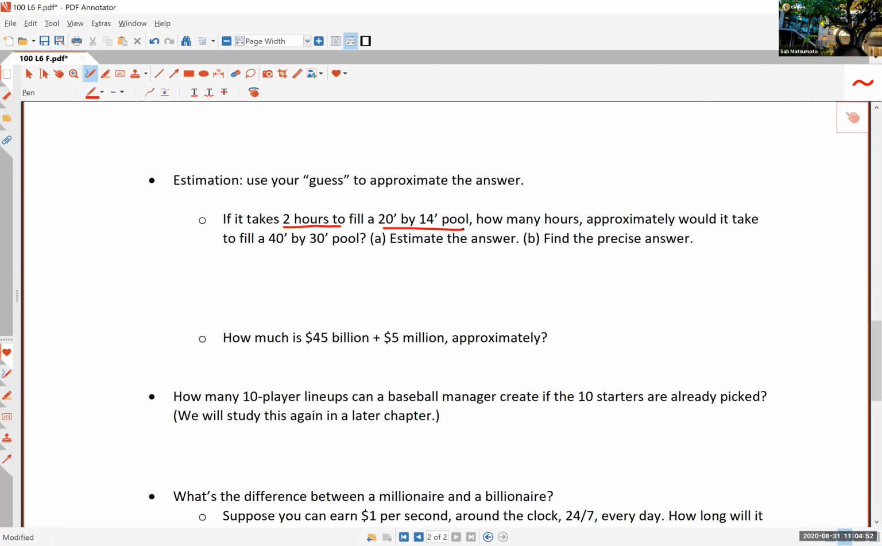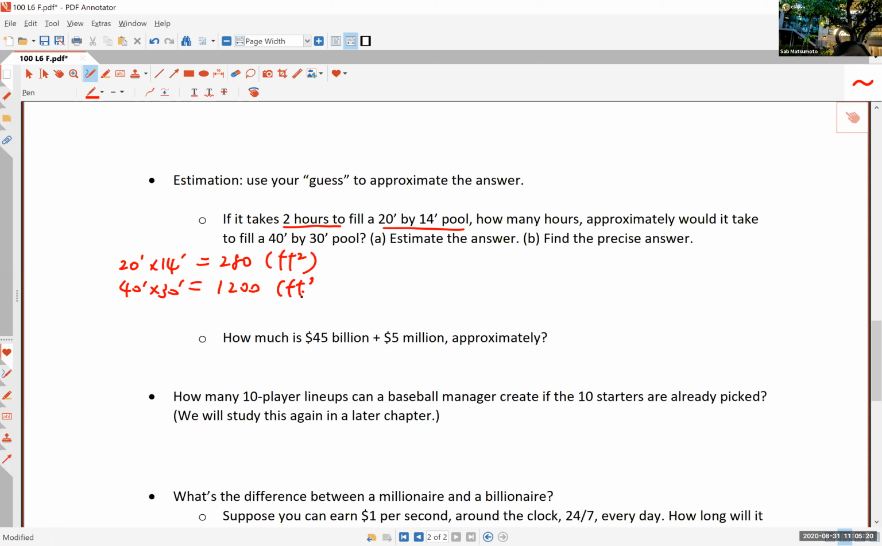So estimate an answer, right? So what is that, 20 by 40? Sorry, 20 by 14. That is 280 square feet, right? While the bigger one, 40 by 30, that's 1,200 square feet. So how much bigger is that?